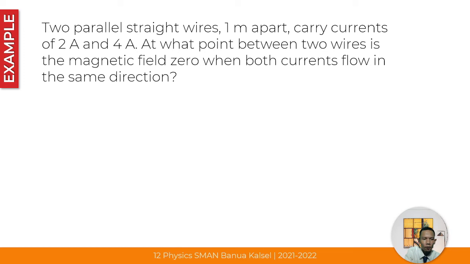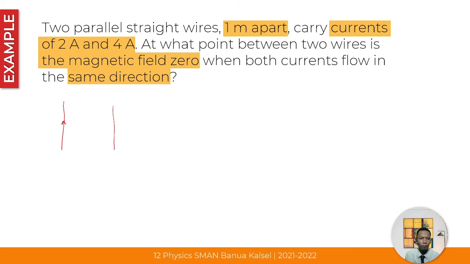And the last one: we have two parallel straight wires 1 meter apart, carrying currents of 2 ampere and 4 ampere. At what points between the two wires is the magnetic field 0 when both currents flow in the same direction? What we have here is this. Same direction, let's draw it, coming up. Let's say I1 is 2 ampere, I2 is 4 ampere, and they are 1 meter apart. We want to find where the magnetic field has a magnitude of 0. It can be between, or to the left or to the right.